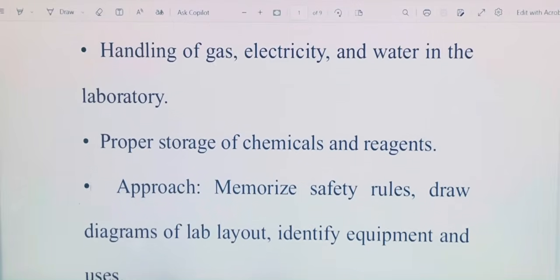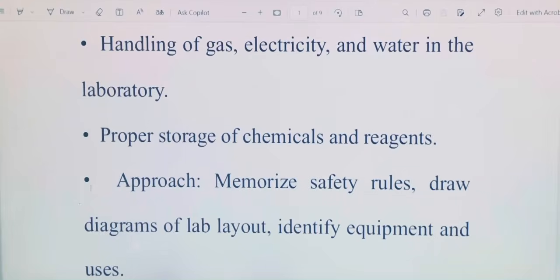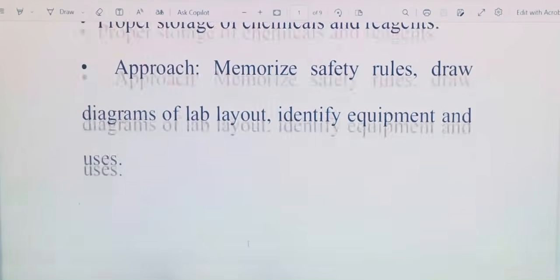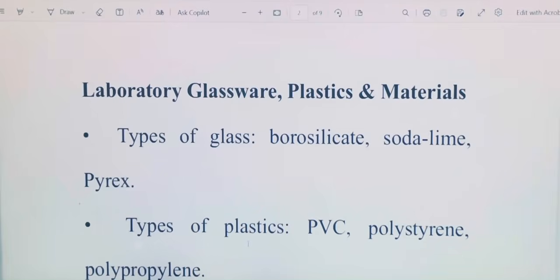Then, of course, the approach. I actually had to put the approach together. The approach that you actually use in memorizing this: memorize the safety rules. Draw diagrams of lab layout and identify equipment and uses. Or if you don't want to necessarily draw the diagrams of lab layout, go online and look at the standard way of setting up a science laboratory and identify all the equipment there, and of course study the uses of different equipment. Then the next thing is laboratory glassware, plastics, and materials.